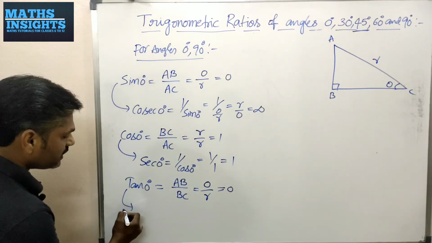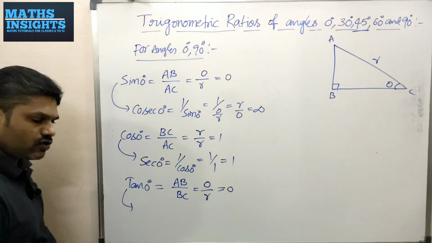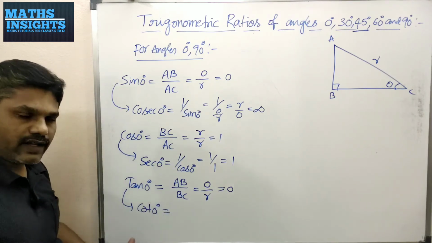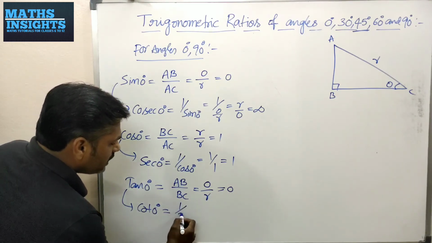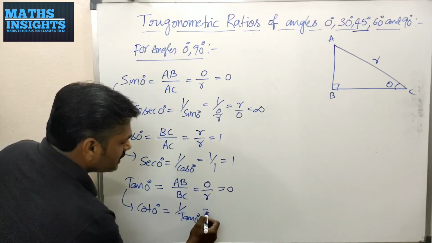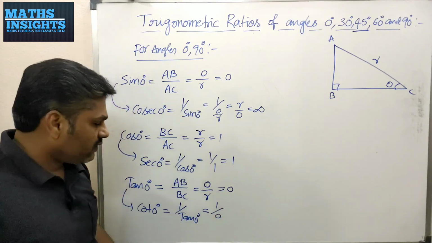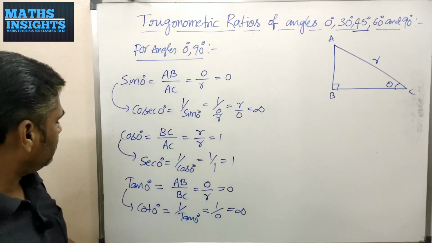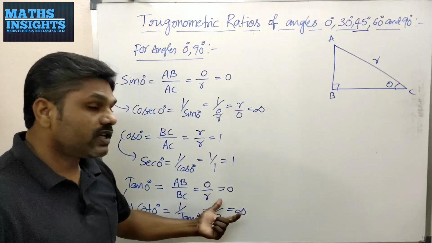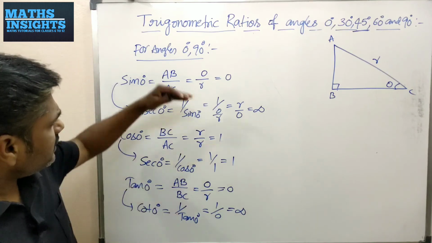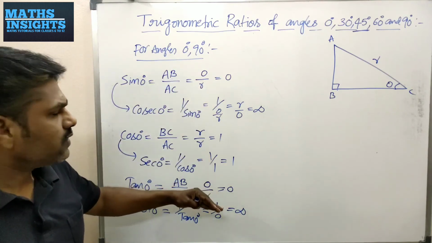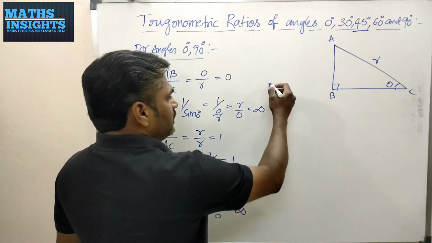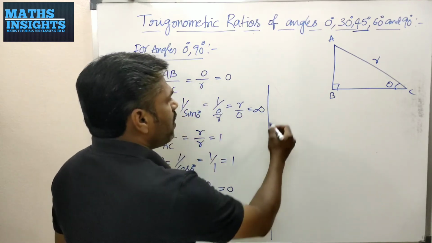And if you take the reciprocal of this tan 0, that is cot 0, actually cotangent, so 1 by tan 0, that is 1 by 0, which is again undefined. So symbolically you may read it as cot 0 is also undefined. These are the trigonometric ratios for angle 0. Next I am going to angle 90.